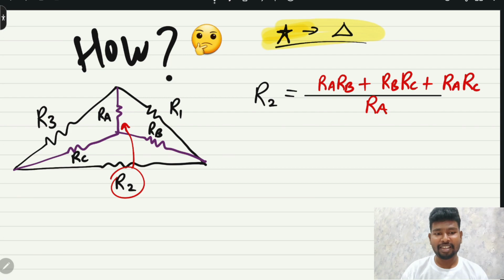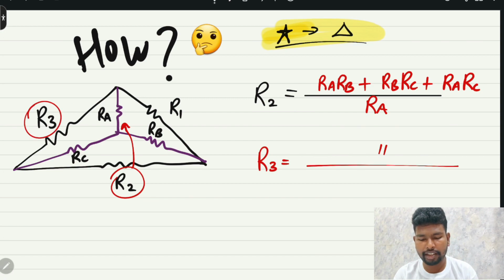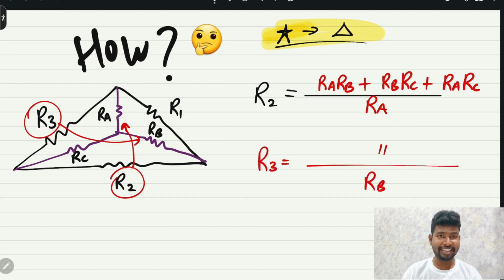For example, let's say we are trying to figure out R3. The top part will be the same. The bottom, the denominator, will be the opposite of R3. For example, if my R3 is here, the opposite is RB. Simple as that, isn't it?